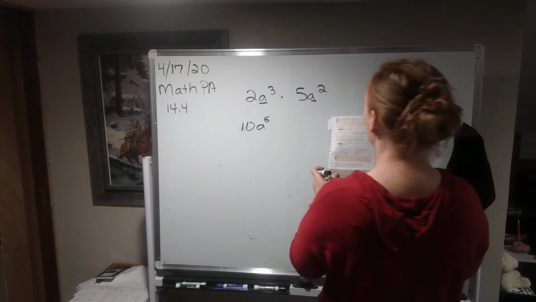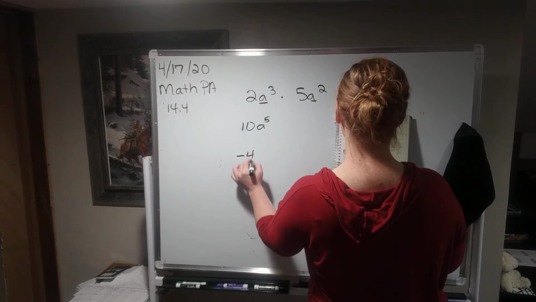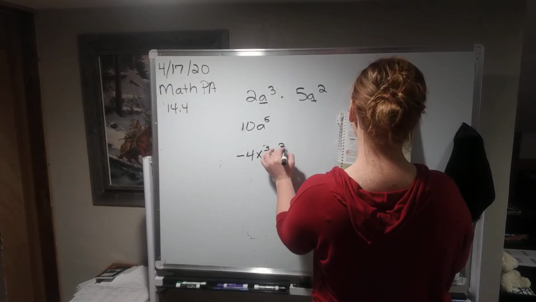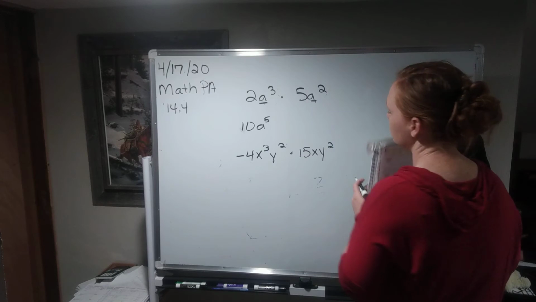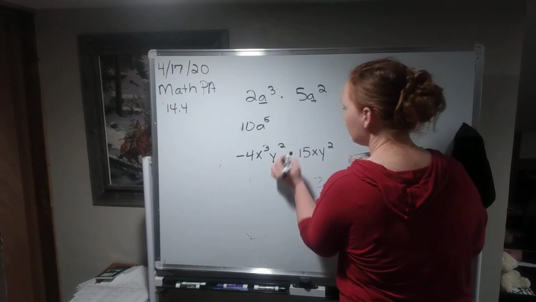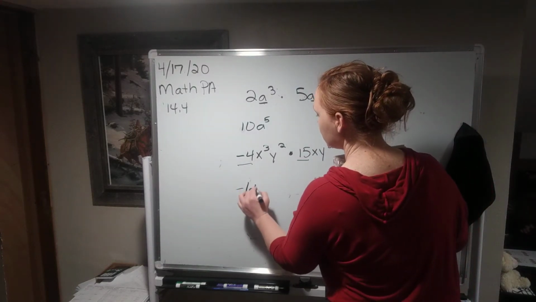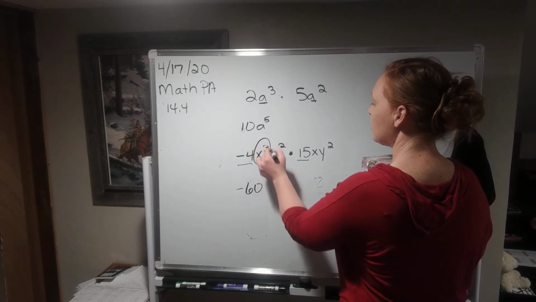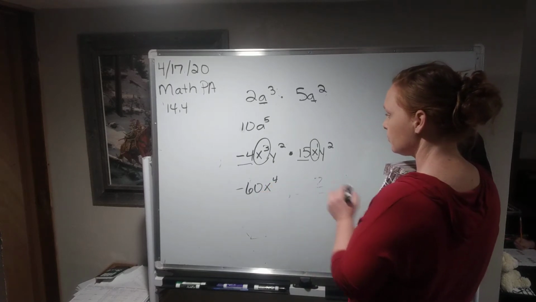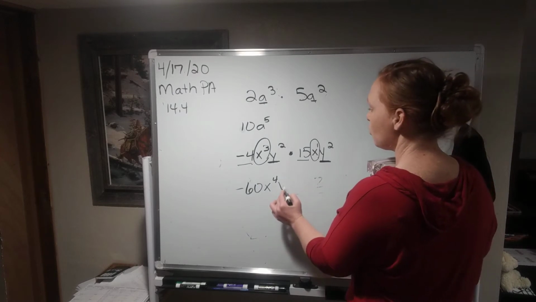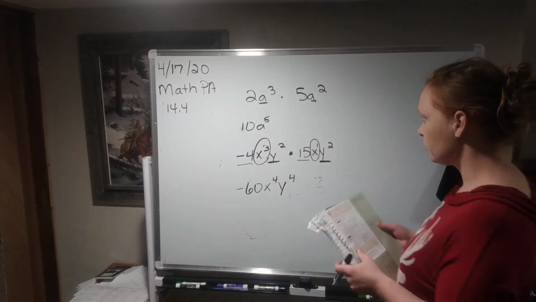Let's see. Example 3. Negative 4x cubed y squared times 15x y squared. So we're going to multiply these together. First, let's multiply the numbers. 4 times 15 is 60. So I would get negative 60. Now I'm going to just look at my bases, and as I multiply those, I'm going to put a 1 there. x to the 4th. And then I'm going to look at my y's. y to the 4th. So negative 60, x to the 4th, y to the 4th.